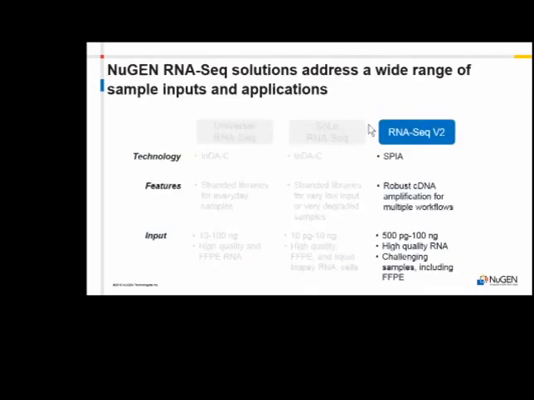Next, I'll go into our RNA-seq V2 system in a little bit more detail. This features a single primer isothermal amplification technology, which is a non-PCR based amplification technology that better preserves the stoichiometry of the sample. This provides robust cDNA amplification for multiple workflows, and it's compatible with a range of input, 500 picograms to 100 nanograms, with both high quality and degraded samples.